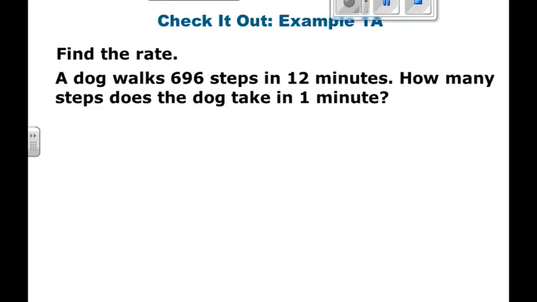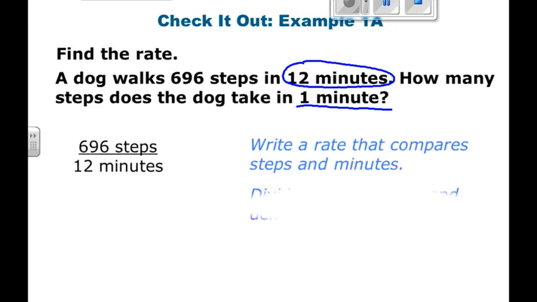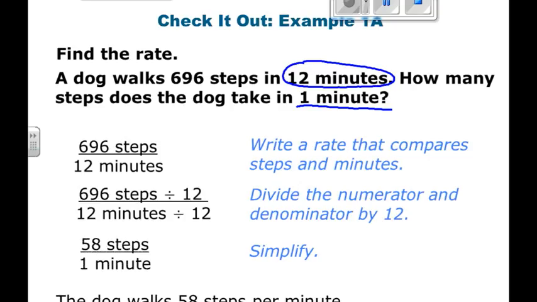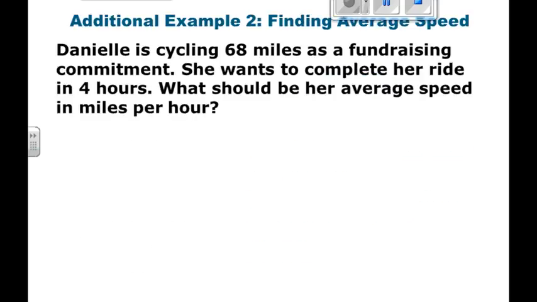To find the rate, again, a dog walks 696 steps in 12 minutes. How many steps does the dog take in 1 minute? So that 1 tells me what our denominator is. Minutes is going to be our denominator, so we're going to put the 12 on bottom and the 696 steps on top. Once again, we divide both sides by 12. 12 divided by 12 gives me 1. And 696 divided by 12 gives me 58. So 58 steps in 1 minute. So how many steps can the dog take in 1 minute? 58.